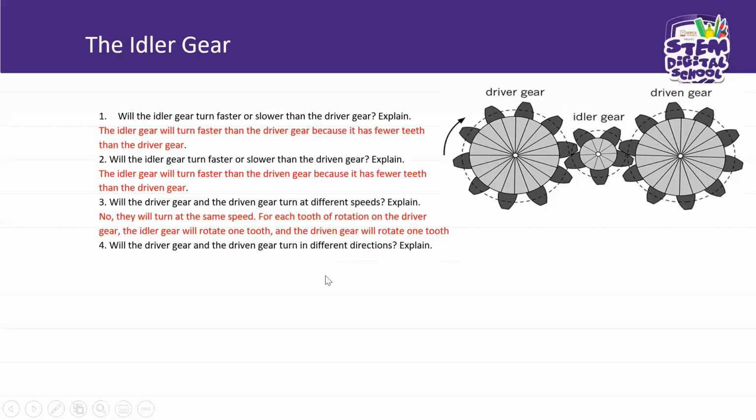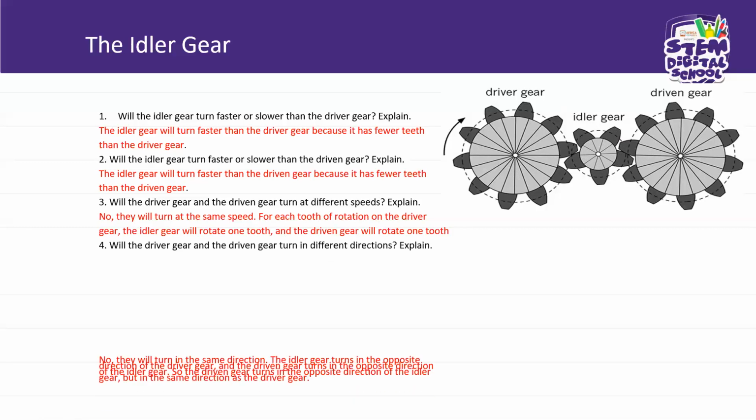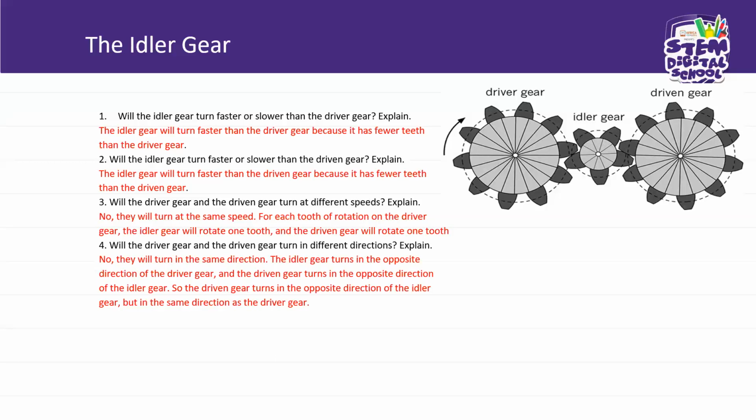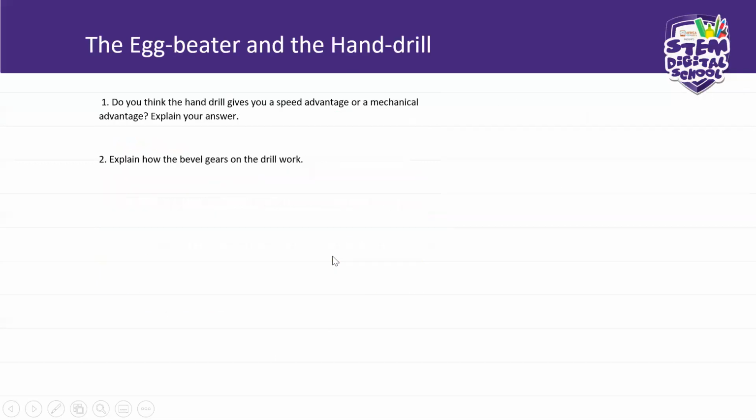Will the driver gear and the driven gear turn in different directions? No, they will turn in the same direction. They will turn in the same direction because there's an idler gear. Here, yes, they will turn in the same direction because that's the job of the idler gear, to make the driver and the driven gear go in the same direction. The answer is no, Natalie, you're right. Okay. Okay. I'm just happy that you understand this part, so we can go past it.